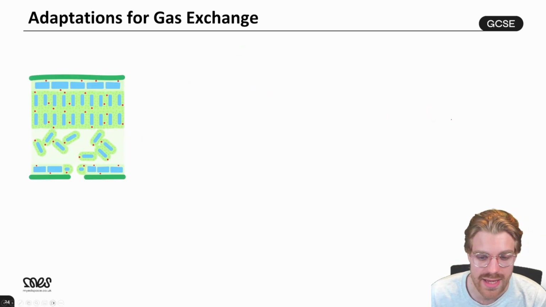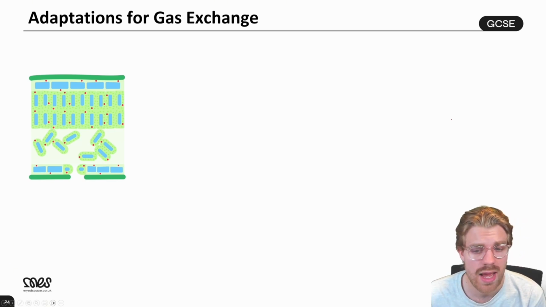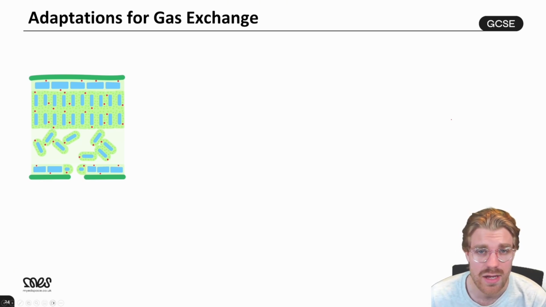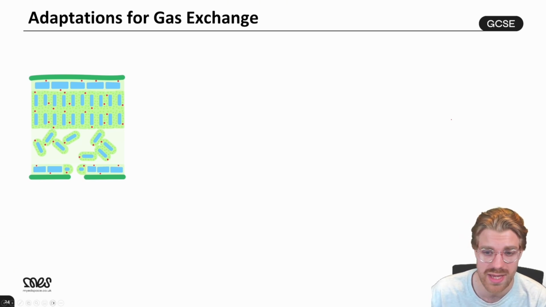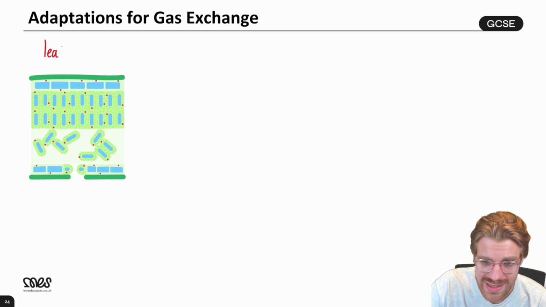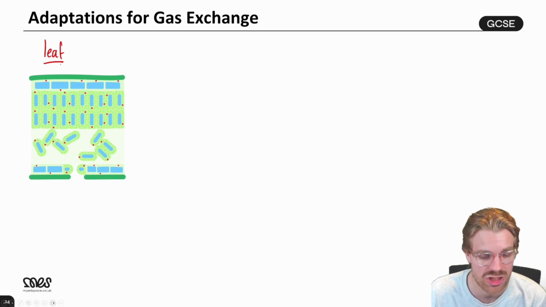What about leaves then? Leaves need to exchange gas with their surroundings. They need to absorb carbon dioxide for photosynthesis, and they also need to absorb oxygen for respiration. During the day, the plant is producing oxygen by photosynthesis, but during the night, it needs to absorb oxygen from the atmosphere. So our plant leaf also needs to be adapted for gas exchange.